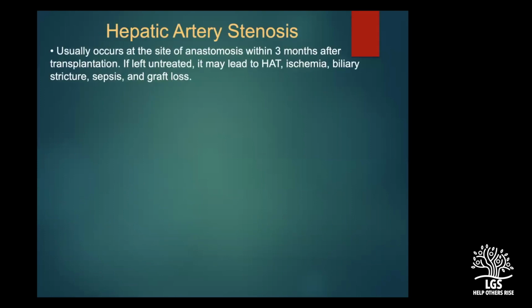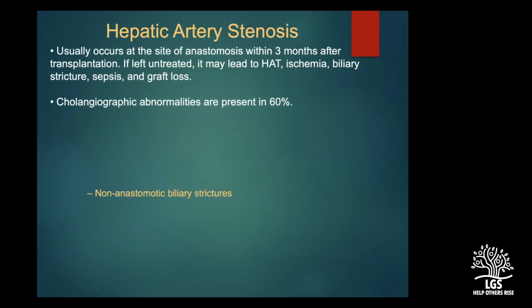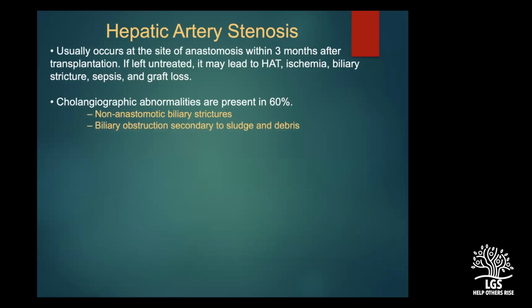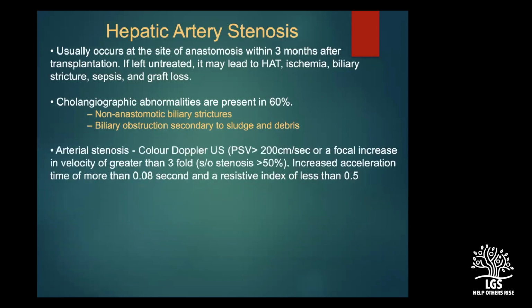And hepatic artery stenosis, usually we know it occurs at the site of anastomosis within 3 months. If it is left untreated, it can lead to hepatic artery thrombosis, ischemia, biliary sepsis, and graft loss. Cholangiographic abnormalities are present in 60%, usually non-anastomotic strictures, and are fairly common. It can lead to sludge and debris, and you see multiple abscesses inside the liver. So these are all patients who might be really difficult to treat.